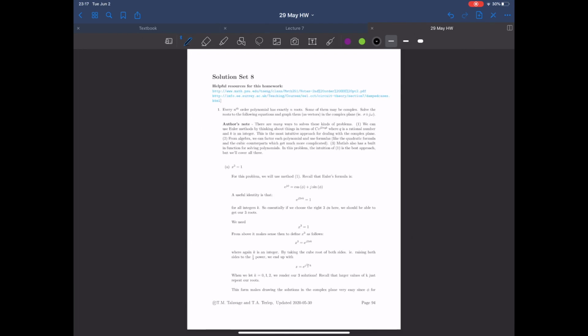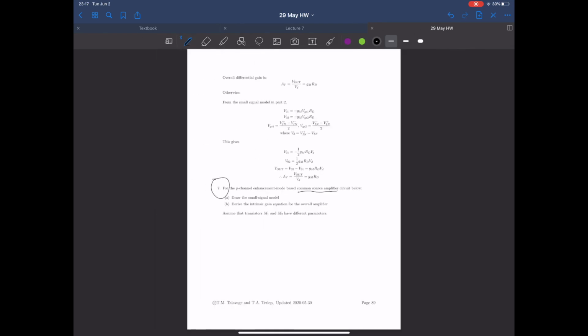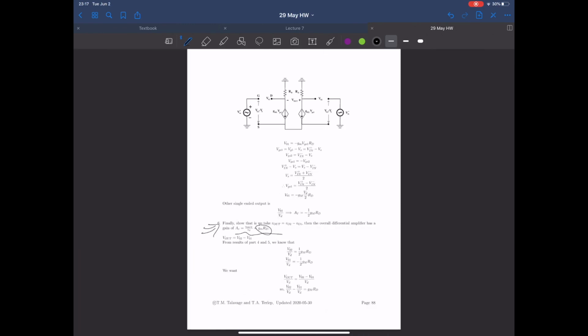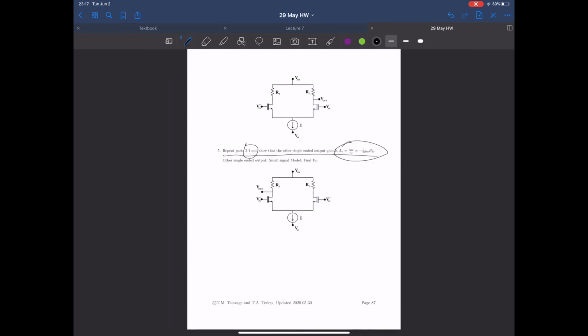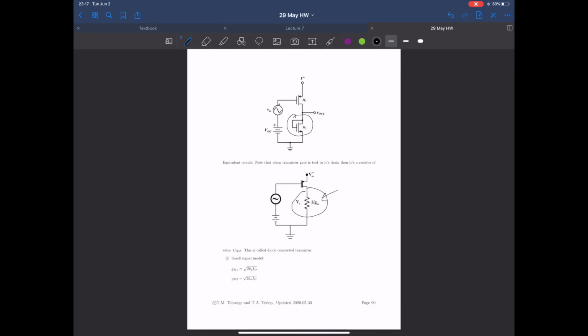I'm a little biased, but I think this one's kind of a fun homework to do because it lets you run through quite a bit of material here. You get to work with that differential pair. You get to build some small signals, and you get to do this basic common source deal with an active load on there.